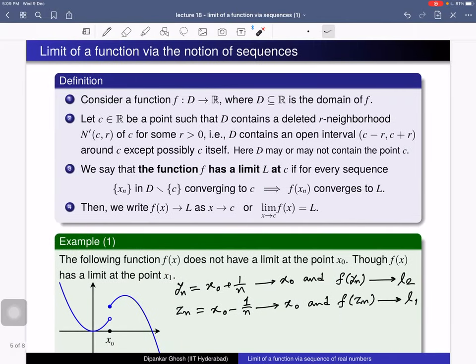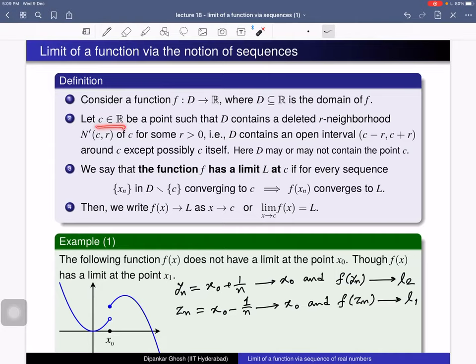And here we give the definition of the limit of a function via the notion of sequences. Consider this function f from D to R, where D is a subset of R, which we call the domain of f, and we want to talk about the limit of this function f at the point c. This point c should satisfy a certain condition.